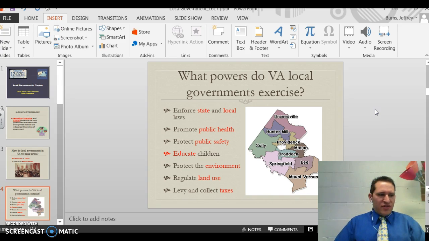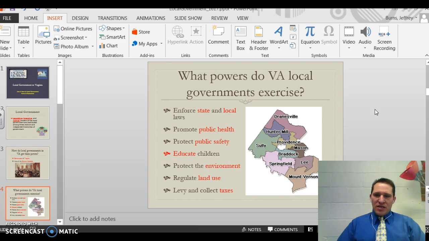You need to fill these in and know these. They're going to enforce state and local laws through the police. They're going to promote public health and make sure that if there's any kind of public health emergency, we are ready and prepared to respond. They're going to protect public safety, especially in events like terrorism attacks. They're going to have a plan to go forward in case something like that happens. Educate children, county schools, city schools. They're in charge of organizing that.